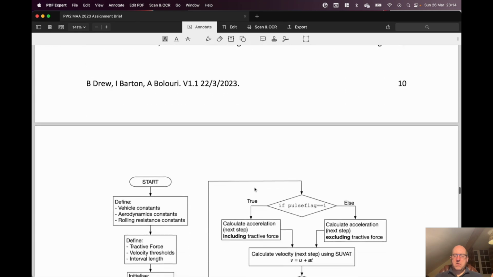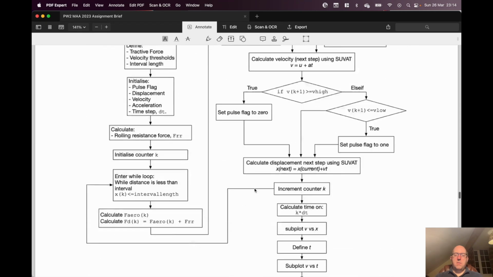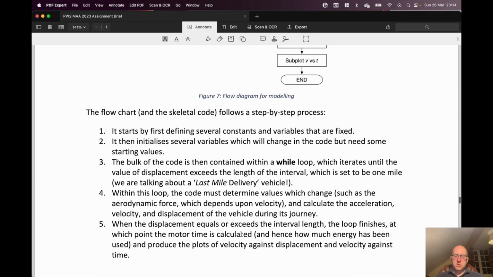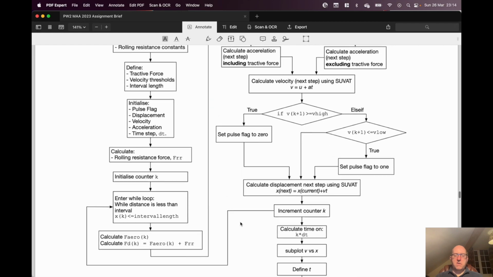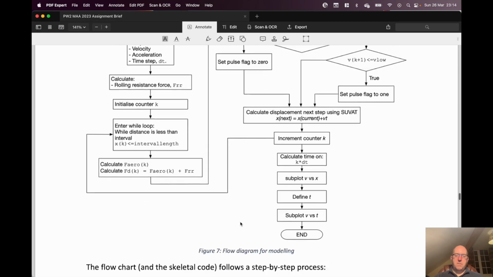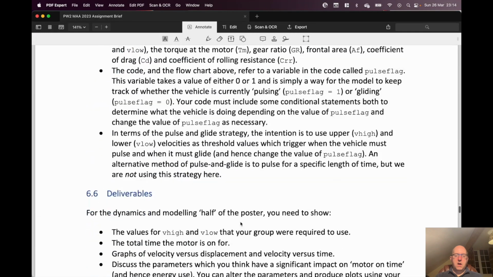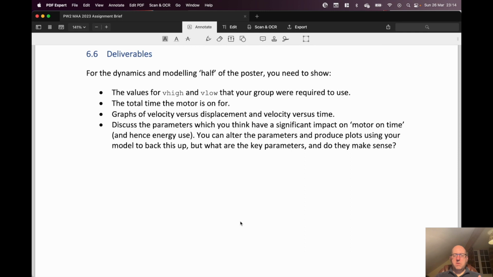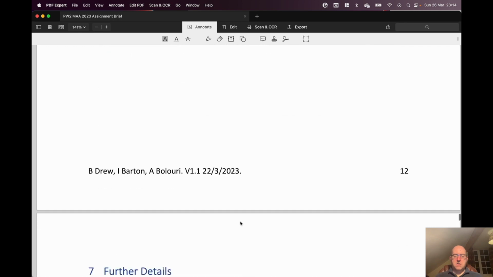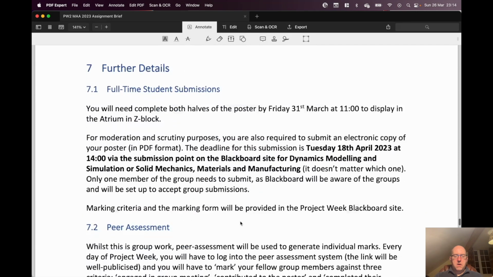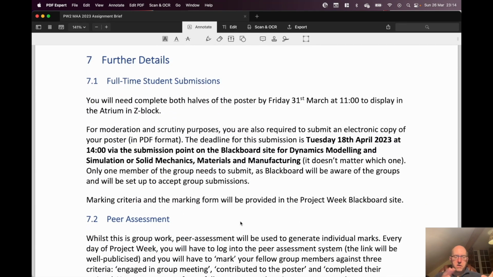And what we've done is we've given you a template file, so you can have a look at that. There's a flow diagram you can follow through, which matches the template file, and then obviously there's also a description. So it should be relatively straightforward for you to understand what you've got to do if you follow the diagram and make some sense of that. Okay. There's some various notes about that, and then the deliverables talk about some of the parameters that have been given to you, and the various graphs and discussion that needs to be on the poster. Okay, so that's basically the very quick whistle-stop tour over the actual details.